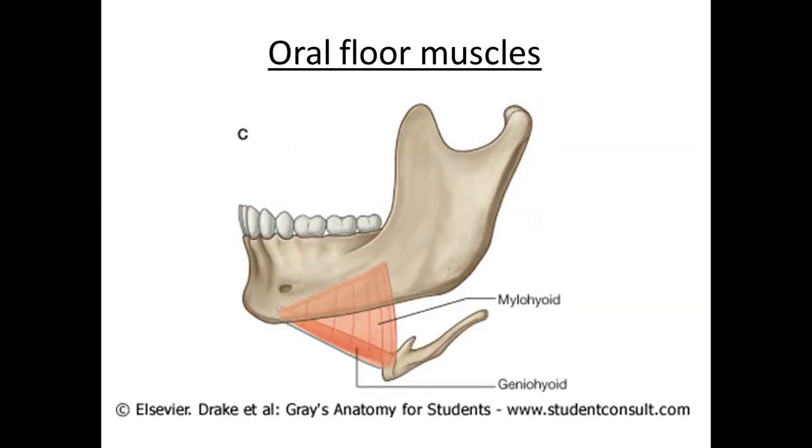This is the lateral view of the oral floor. So this is the hyoid bone. This is the lower jaw, the mandible. This is the mylohyoid line, and this is the mylohyoid muscle. Then this tubular-like muscle is the geniohyoid.